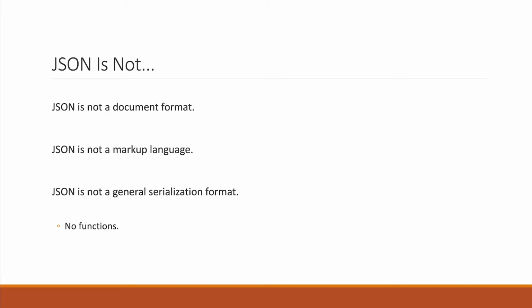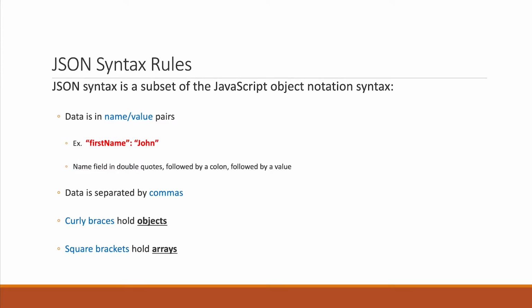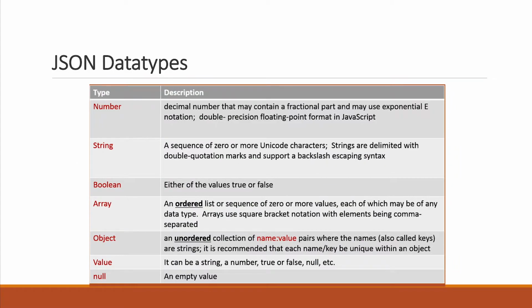JSON is not a document format, it's not a markup language, and it's not a general serialization format, and there is no function in JSON. It can be used in any programming language. So the syntax of JSON is more about data, and we can use curly braces to hold objects, and we can use square brackets to hold arrays. And JSON data types can be number, string, boolean, array, object, or null.